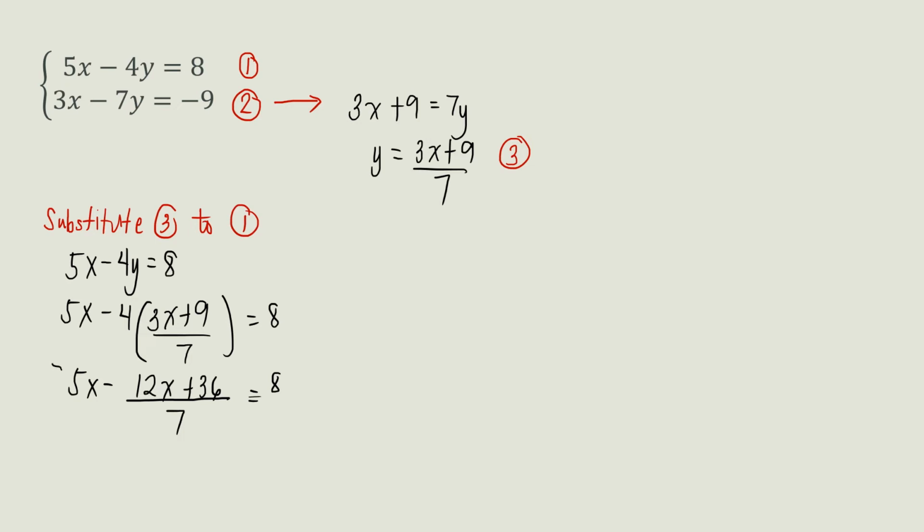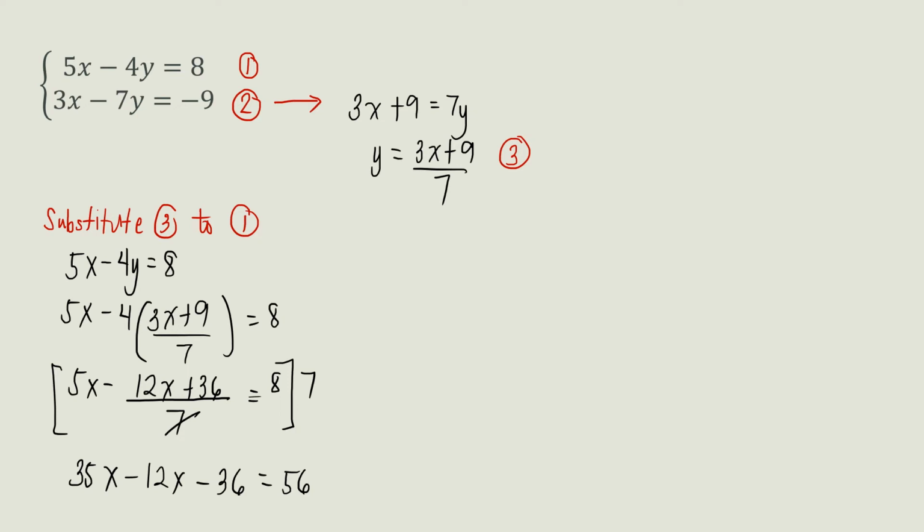So here I will multiply the whole equation by 7. Let's distribute 7. We will have 5x times 7, that is 35x. Then this time we can cancel your 7, so we will be left with your numerator. Distribute the negative sign, don't forget: negative 12x and then negative 36 is equal to 8 times 7, which is 56.